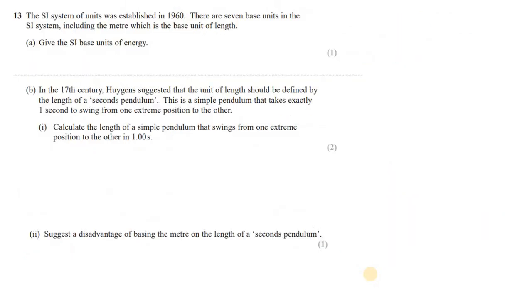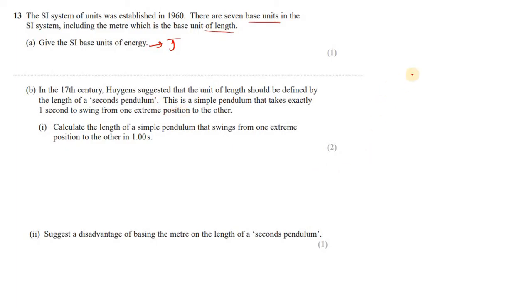Question number 13. The SI system of units was established in 1960. There are 7 base units in the SI system, including the meter, which is the base unit of length. Give the SI base unit of energy. Remember, it's a typical question you have done in your AS. The energy unit is joule, but this is an SI unit, not an SI base unit.